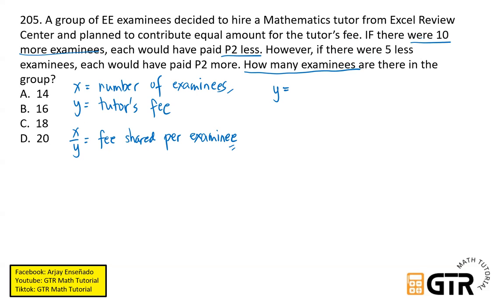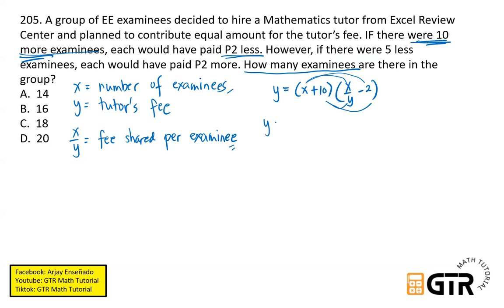So kung meron daw, if there were 10 more, so 10 more, so ibig sabihin yung number of examinees, magpa-plus tayo ng 10. Pag meron daw 10 more, each would have paid 2 pesos less. So 2 pesos less, ito yung share nila, X over Y. So X over Y, magsasubtract tayo ng 2. Each would have paid 2 pesos less. So subtract tayo ng 2. So ito ang magiging equation number 1 natin na isimplify lang natin. Okay? So isimplify lang natin ito, mag-FOIL method lang tayo dito. So distribute lang natin ito. Ayan, product of binomial lang ito. So distribute, tapos dito rin.